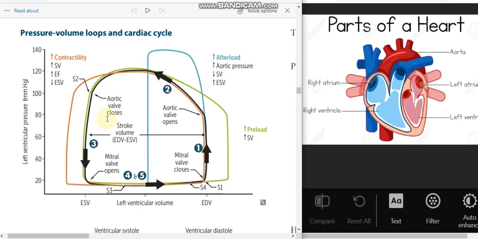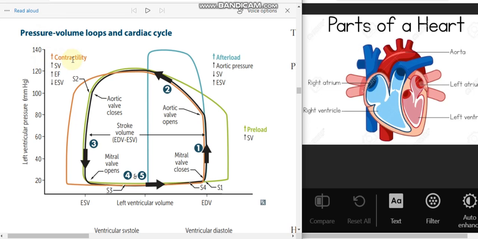So ventricular contraction needs to be stronger in order to pump against the resistance offered by the vessels in the aorta and the systemic vessels. So here the volume is kind of similar, okay? But the main difference is the pressure increases. The ventricular pressure needs to get increased. So this is the afterload, this blue graph.